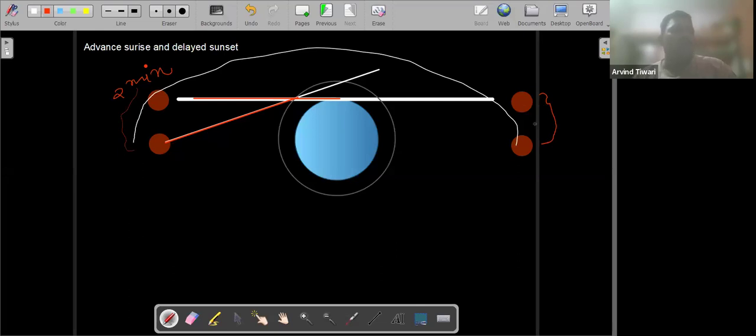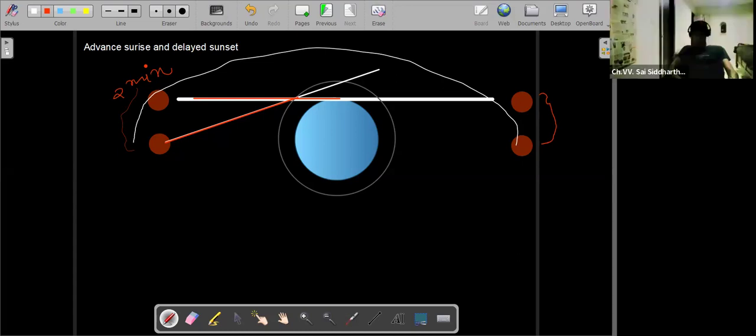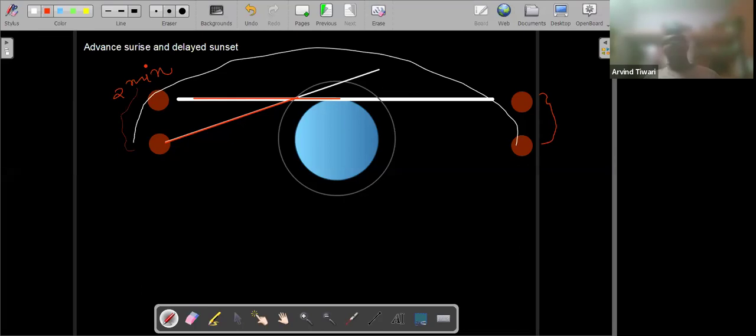So that means we are getting a delayed sunset. Delayed sunset means the sun has actually gone down. The sun is actually here. It has gone down, but still it appears to us to be here. So that we call the delayed sunset. Everyone has understood about the advanced sunrise and delayed sunset? Yes, sir. So these were the phenomena which we observed due to atmospheric refraction.